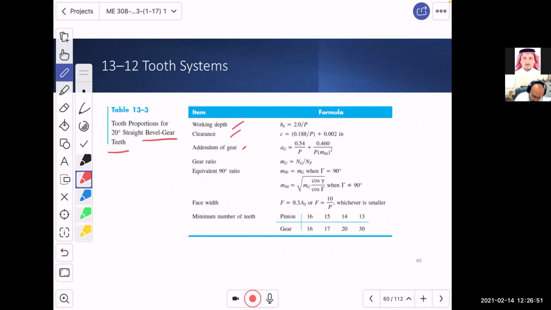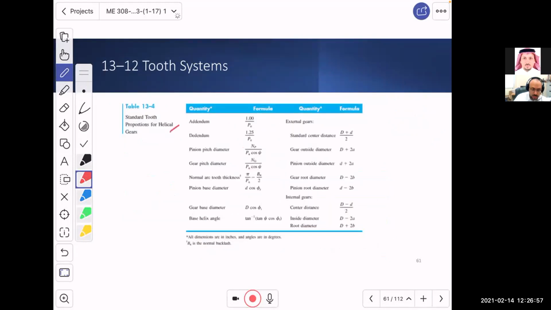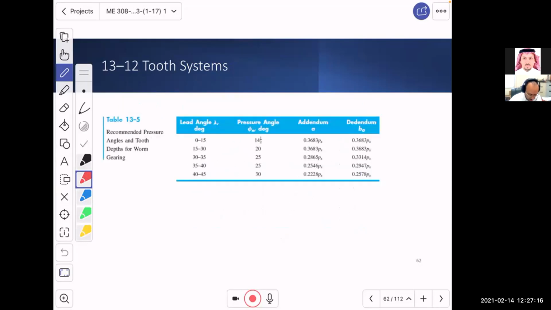We have the gear ratio, face widths, and so on. We also have, for helical gears, the addendum, dedendum, the pinion pitch diameter, the gear pitch diameter, and so on. All of the equations are tabulated nicely in one table. This is very useful. These are the recommended pressure angles and tooth depth for worm gearing.